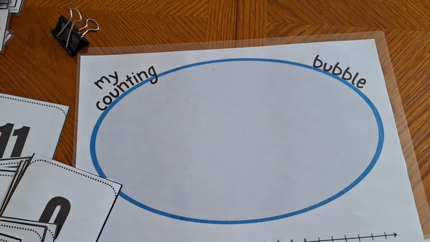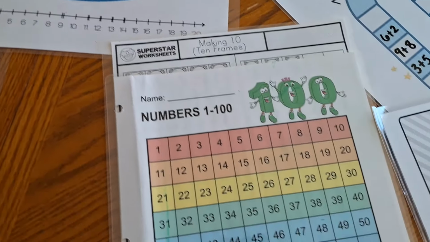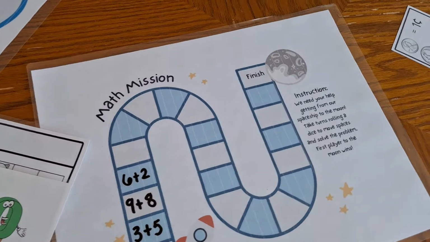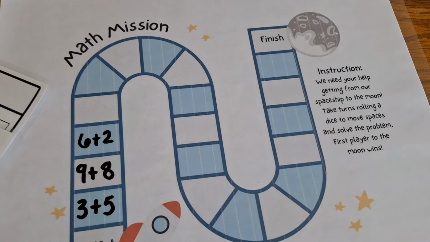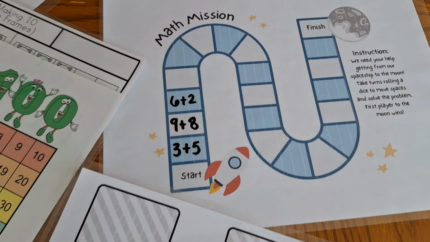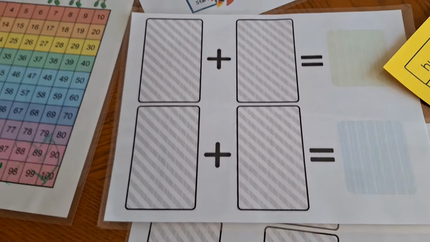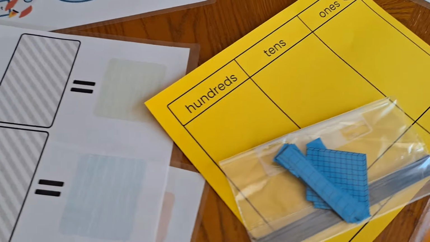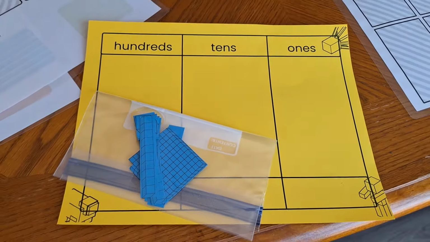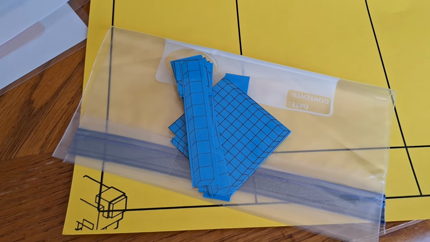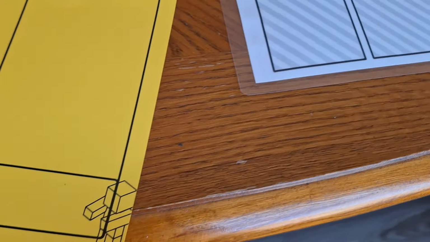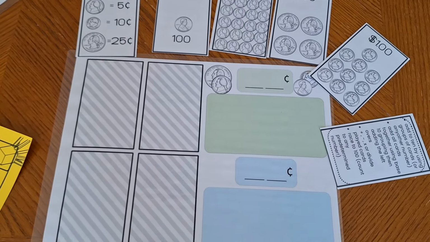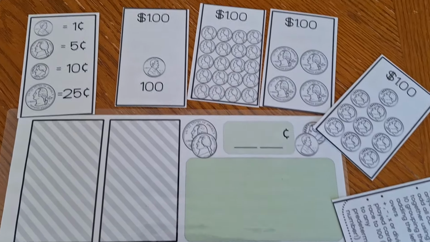We have a counting bubble mat. Number reference, 1 through 100. We have our math mission game. You can do addition, subtraction, multiplication, everything. And then we are going to be playing with cards. Our 10 frames with our little hundreds and 10 sticks over there. And then I'm not sure if we're going to be getting to the money. I did make a mat for it, so we'll see if we get there.